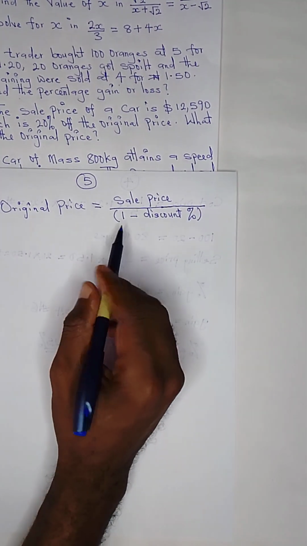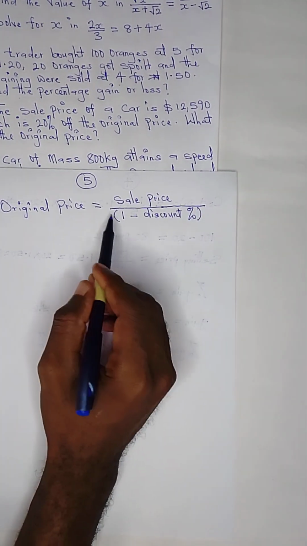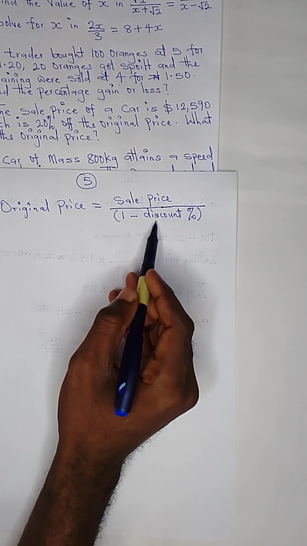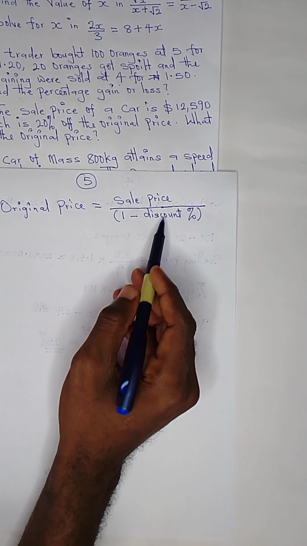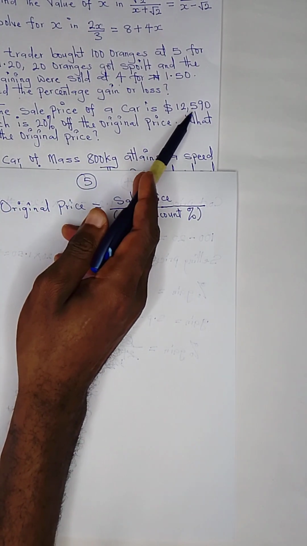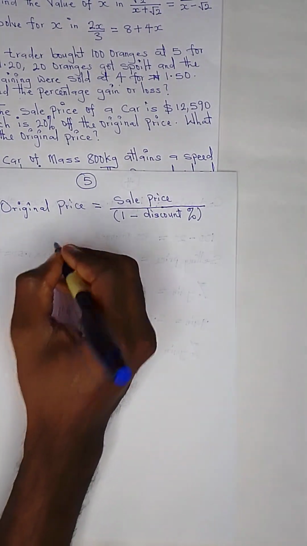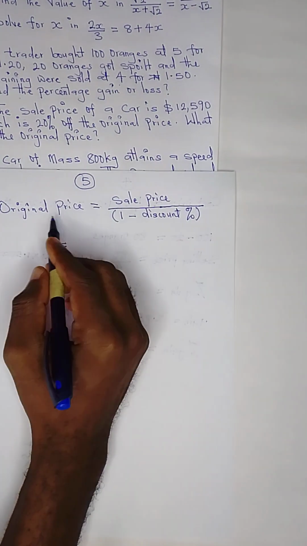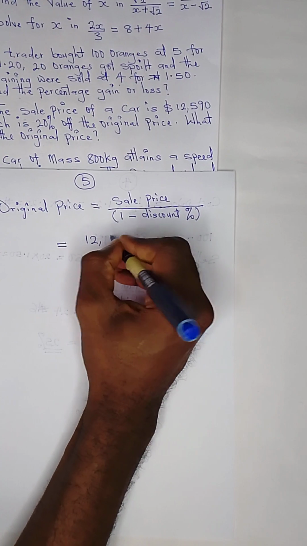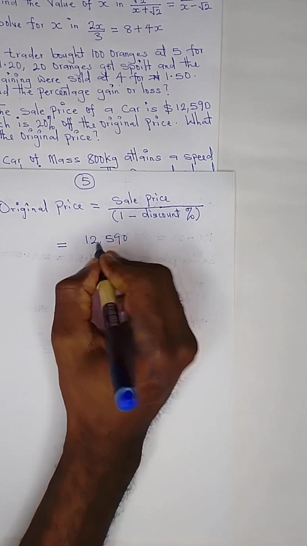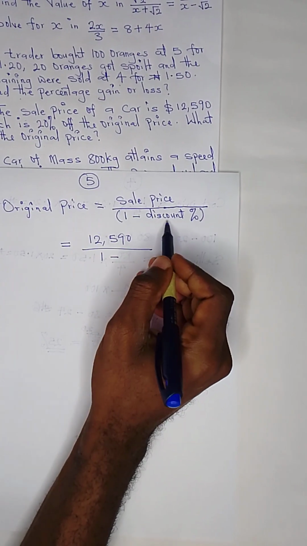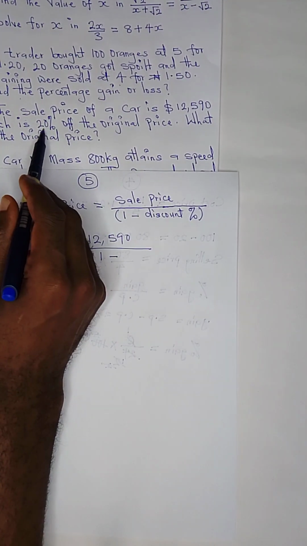So this is the formula that you need to know to solve this question number 5. Original price is equal to sale price divided by 1 minus discount percent. Now, what is the sale price? The sale price of a car is $12,590. So we can say original price is equal to 12,590 divided by 1 minus percentage discount. What is the discount in the question?